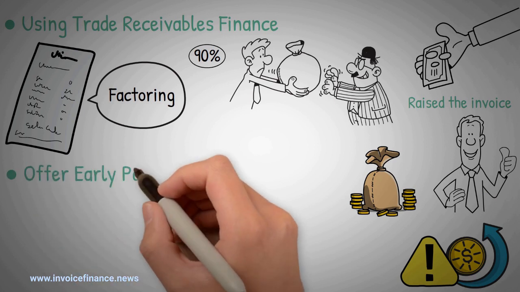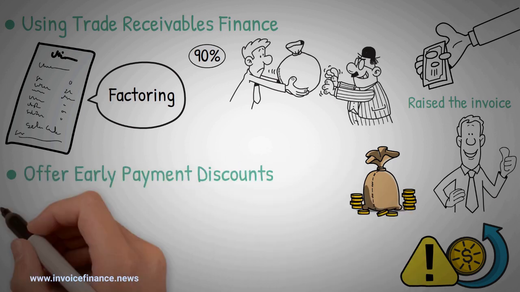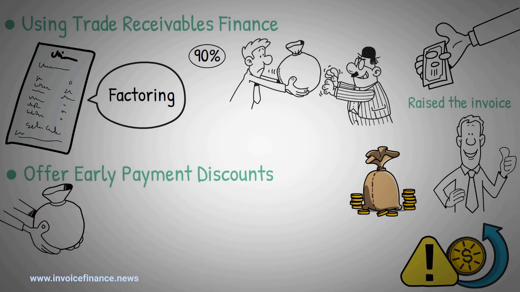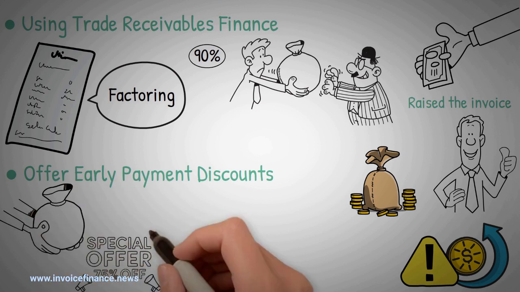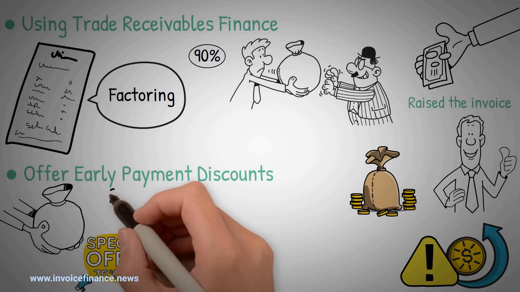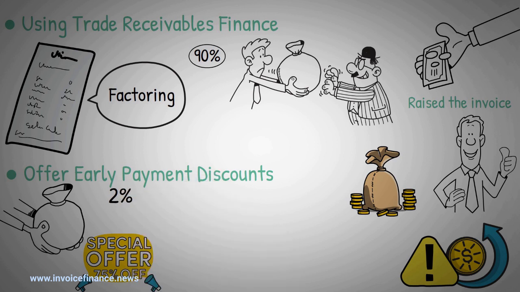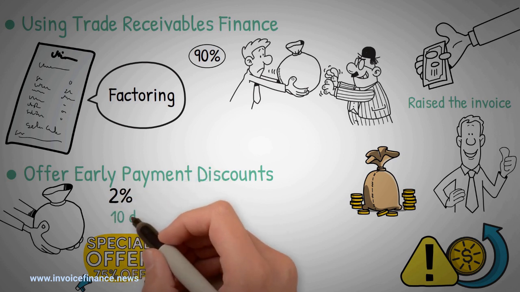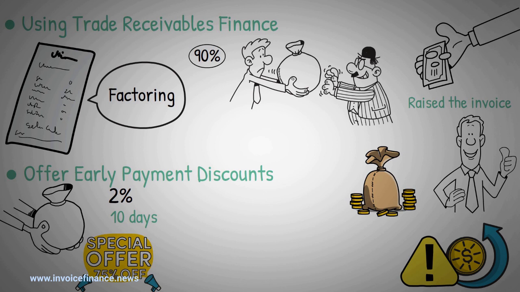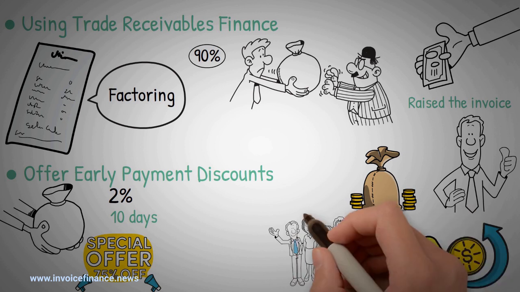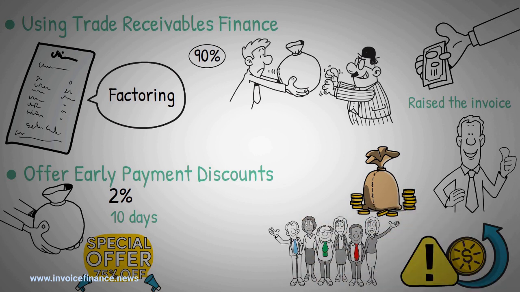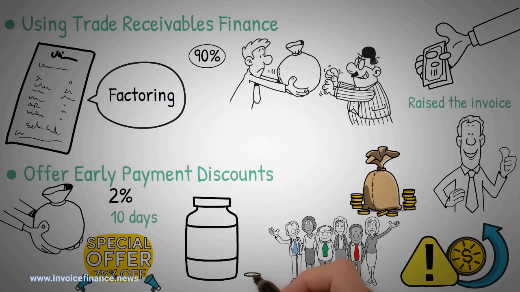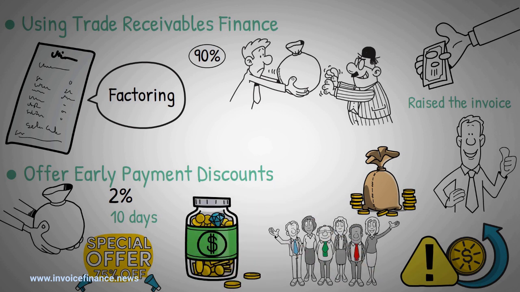Offer early payment discounts. These incentivize early payment of invoices. A company offers terms whereby a client is given a discount for paying early. Typically, a 2% discount might be offered if an invoice is paid off within 10 days. As they say, money talks. Those clients able to take advantage of early payment discounts will improve their financial health, and at the same time, the seller will improve their DSO figure.